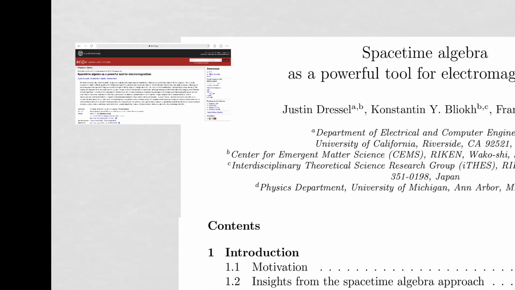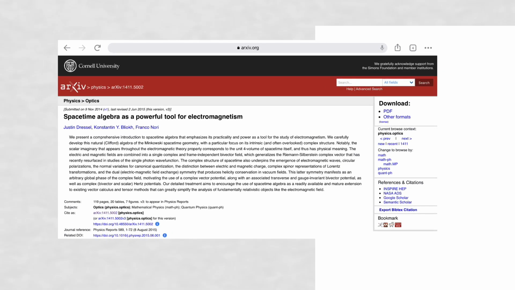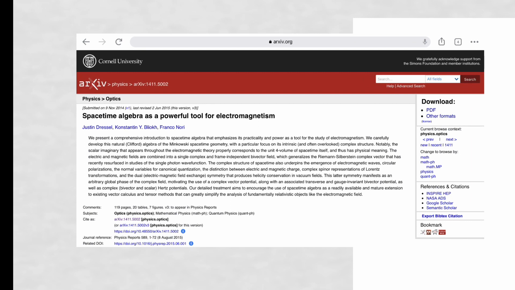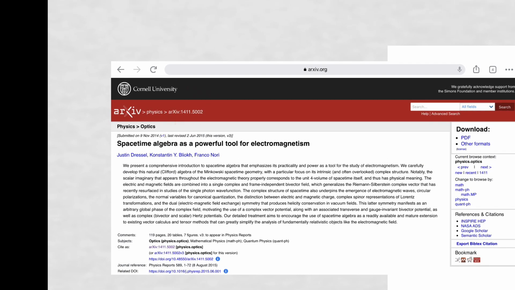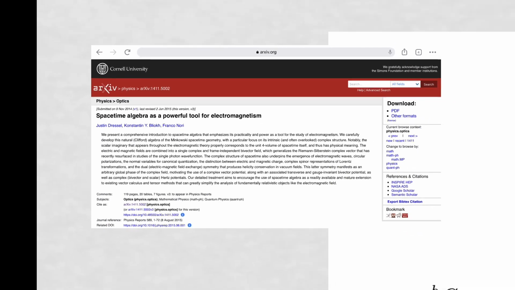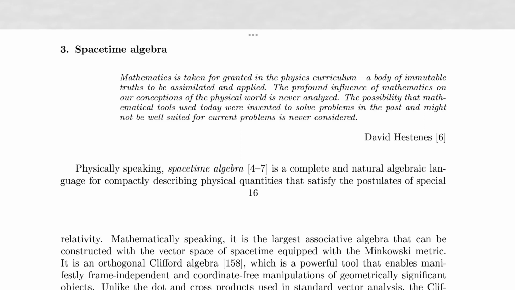Oh, and by the way, if you want this paper, here you go. This is where you'll find it. You'll find it in the Cornell arXiv database, Space-Time Algebra as a Powerful Tool for Electromagnetism. And this is the identifier right here, arXiv 1411.502. So anybody can get this paper and read along with us. All right, so let's begin.